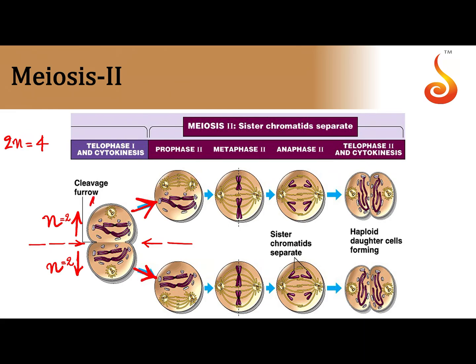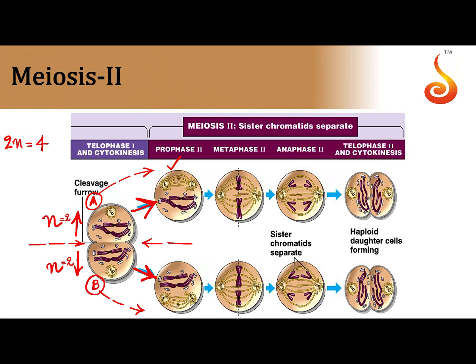So notice that if I call this cell as cell A and if I call this cell as cell B, A is also stepping into meiosis 2 and B is also stepping into meiosis 2, and meiosis 2 is very much like mitosis. Notice how during prophase the nuclear envelope is disintegrating, and we don't just call it prophase. Please, you have to affix 2 always. Prophase 2, metaphase 2, anaphase 2. Only then we would know that we are talking about meiosis and not mitosis.